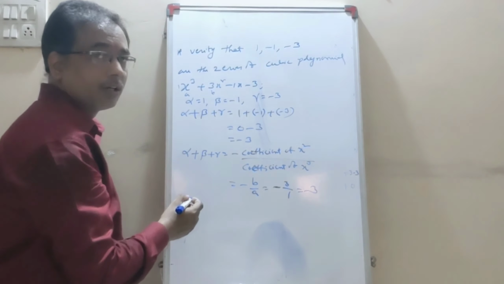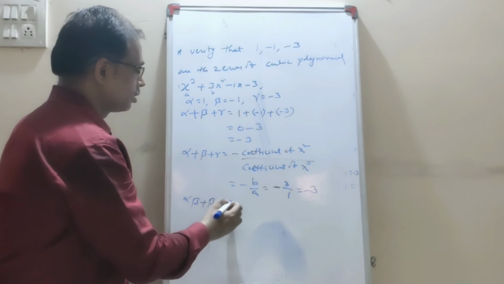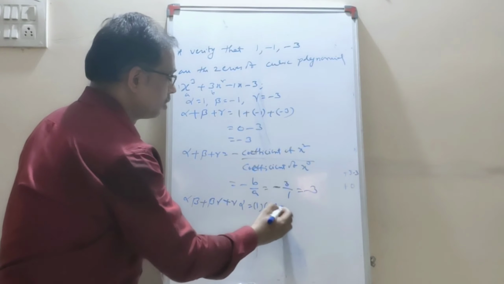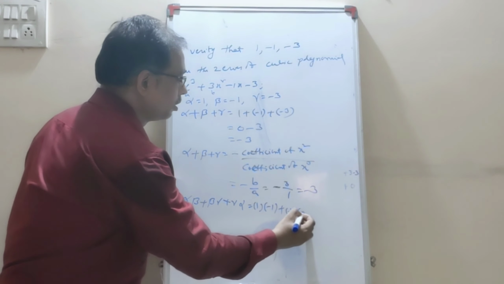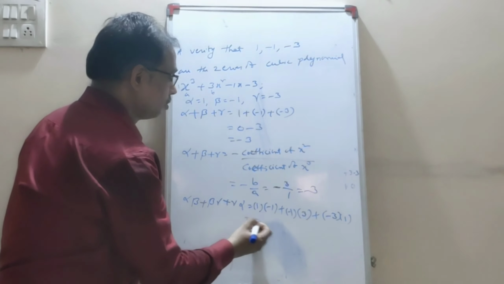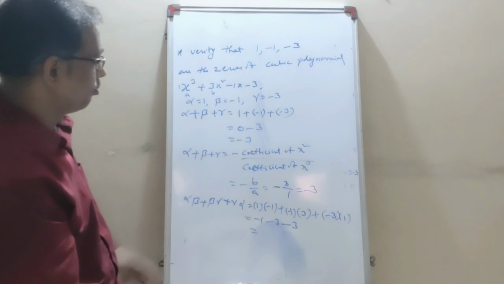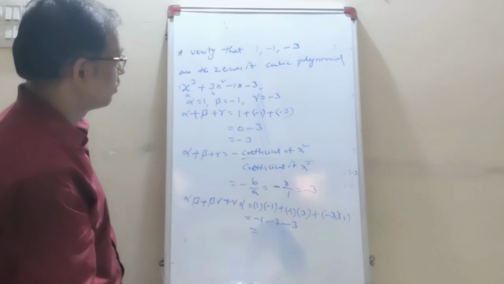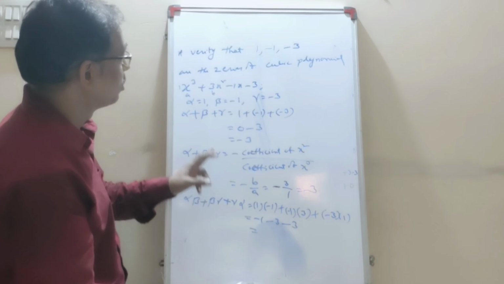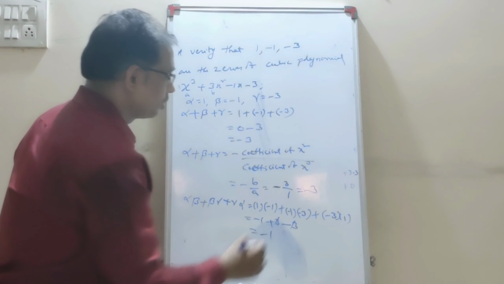And again alpha into beta plus beta into gamma plus gamma into alpha. Okay. So here alpha into beta is 1 into minus 1, plus beta into gamma is minus 1 into minus 3, plus gamma into alpha is minus 3 into 1. So minus 1 plus 3 minus 3. Plus 3 and minus 3 get cancelled, we get minus 1.